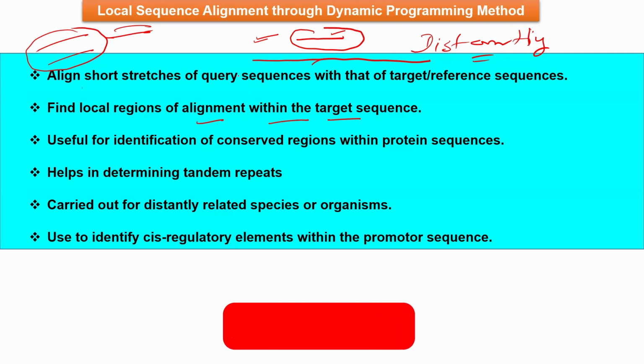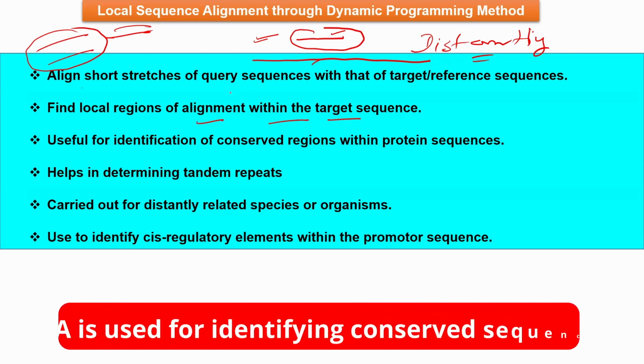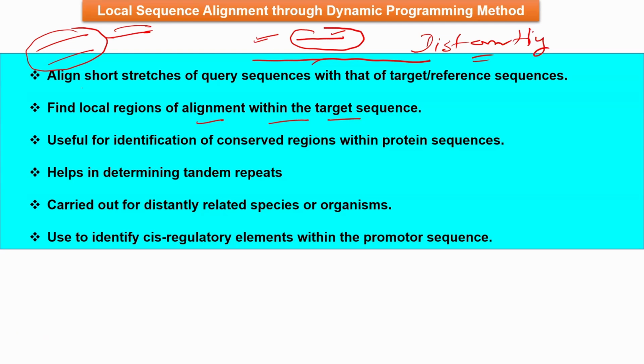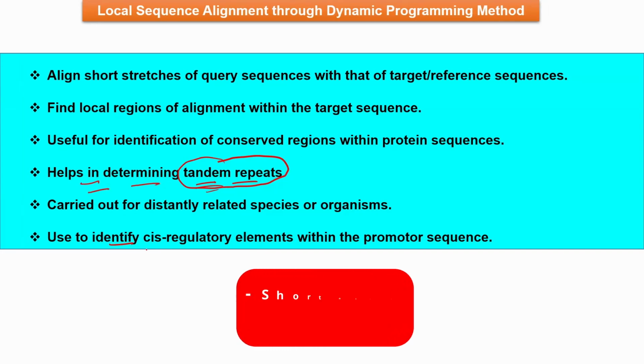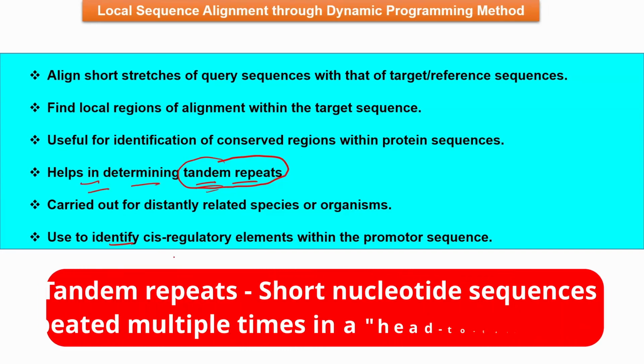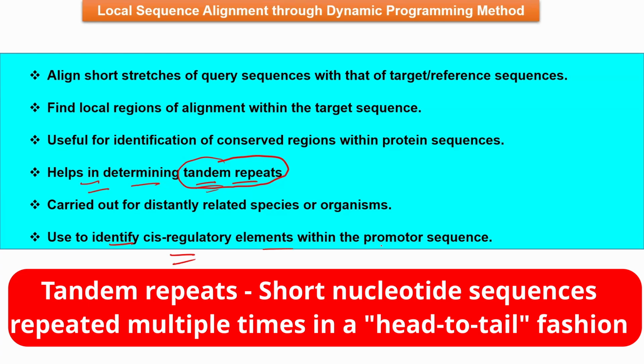In most cases, this local sequence alignment is used to identify conserved regions within the protein sequences or the nucleotide sequences. There are certain proteins or genes which perform similar functions in different kinds of, or distantly related, organisms as well, like the cytochrome P450 gene. It is involved in photosynthesis or energy production. So it is a highly conserved sequence. Further, this local sequence alignment is also useful for identifying cis-regulatory elements within the promoter sequence.